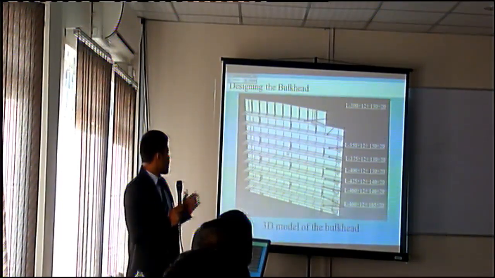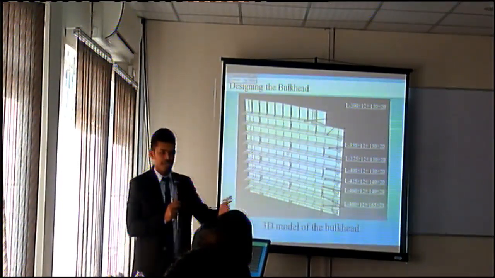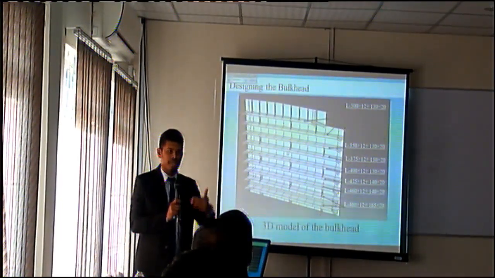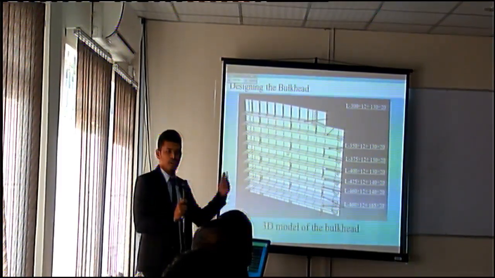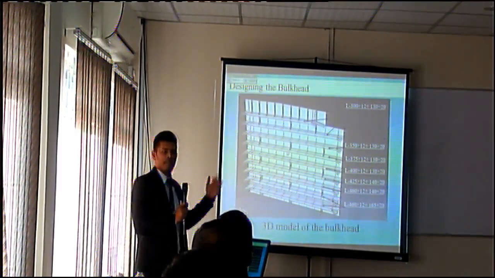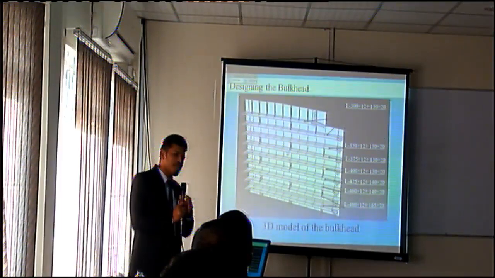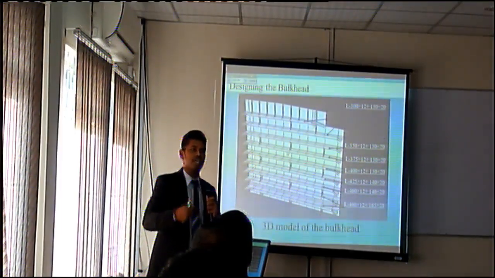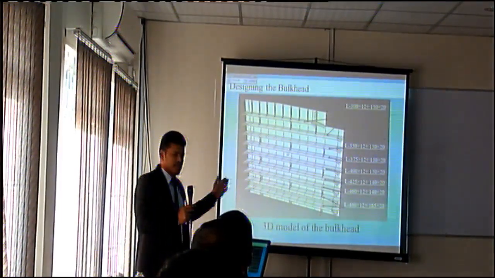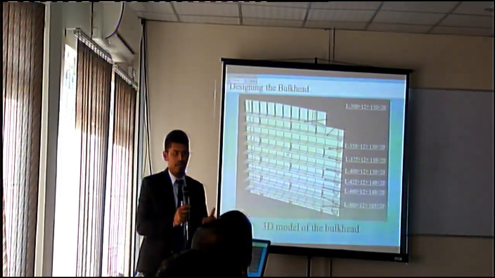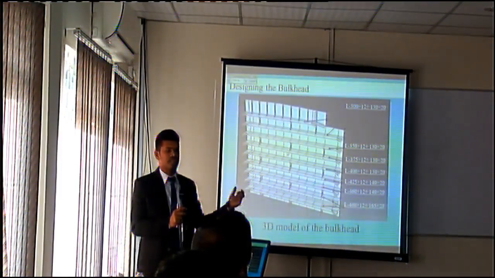When this structure is in operation, it will experience a load every day, and there will be cyclic loading, so cracks may happen. That's why if we increase the factor of safety, it will help this structure work for a long time. It will increase the structure's life.